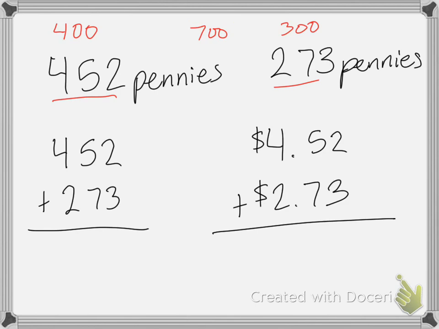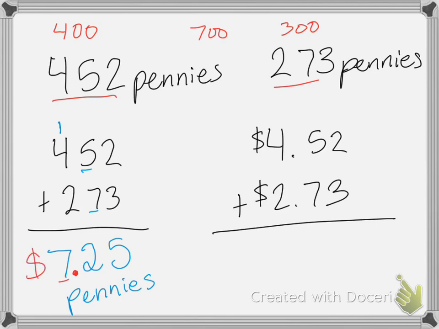So we need to add up the amount. First we add up the ones place. So 2 plus 3 is 5. Now we move on to the tens place. What is 5 tens plus 7 tens? That equals 12 tens. So I put the 2 below the tens column and the 1 above the hundreds column. 1 plus 4 is 5. 5 plus 2 is 7 hundreds. So I have 725 pennies. Again, if I wanted to make that into money with a dollar sign, I put my decimal right after that whole number and a dollar sign.